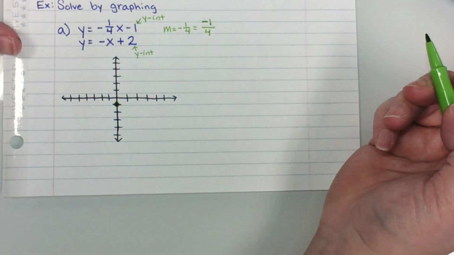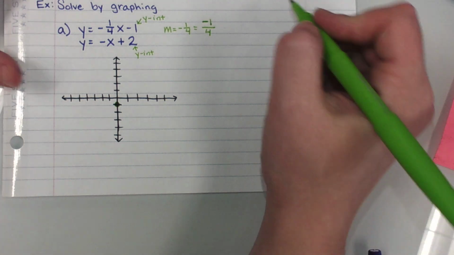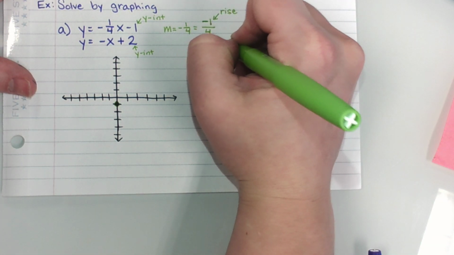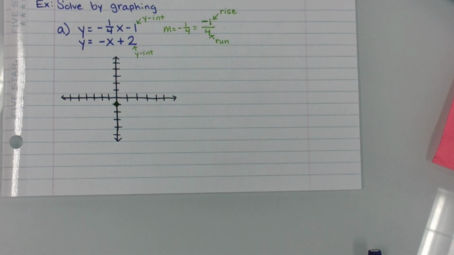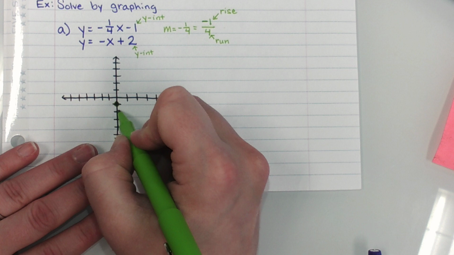So it's -1/4. Is slope run over rise or rise over run? Rise over run. That's the rise. That's the run. What directions do you rise? Up and down. If it's negative, you're rising downward. So we're going to go down 1 and we're going to run 4. You go horizontally, specifically to the right. So from the y-intercept, down 1, to the right 4.